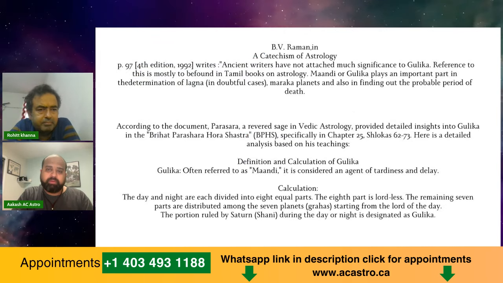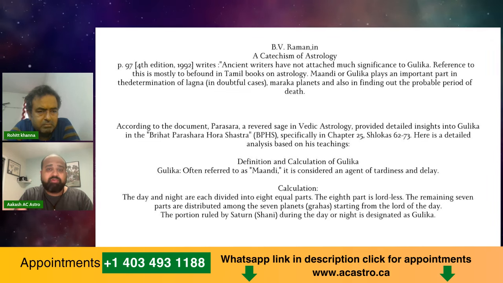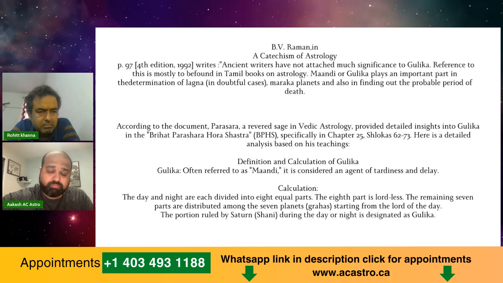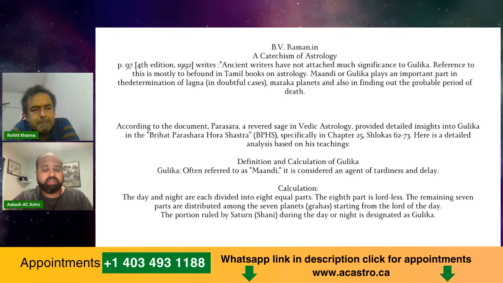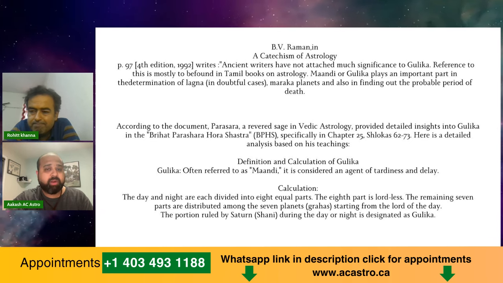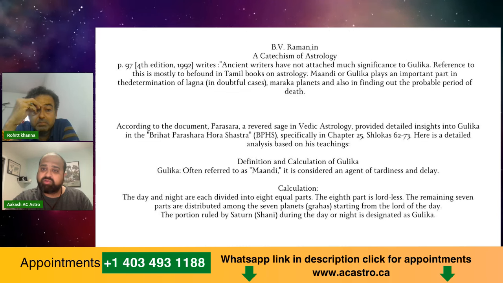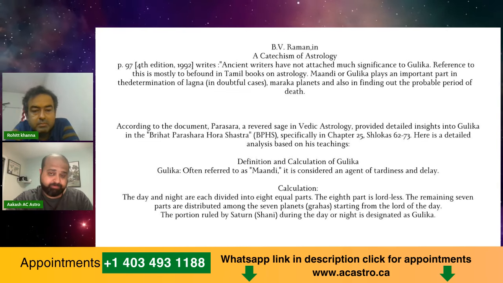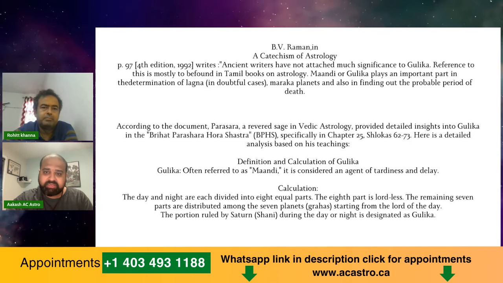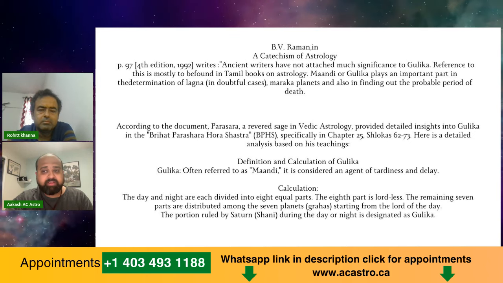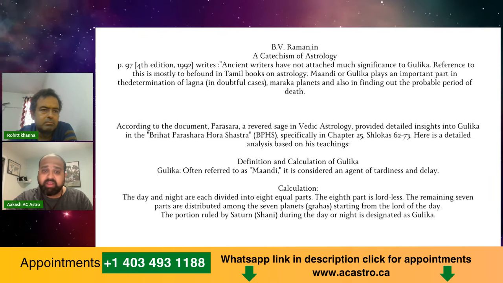Now, B.V. Raman says ancient writers have not attached much significance to Gulika, but references are mostly to be found in Tamil books on astrology. Mandi or Gulika plays an important part in the determination of Lagna in doubtful cases, Maraka planets, and also in finding out the probable period of death. So very, very important. According to Hora Shastra, Parashara ji says in chapter 25, shloka 62 to 73, here is a detailed analysis on the basis of his teaching.